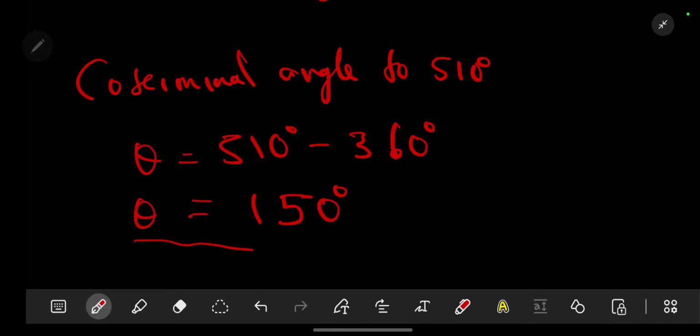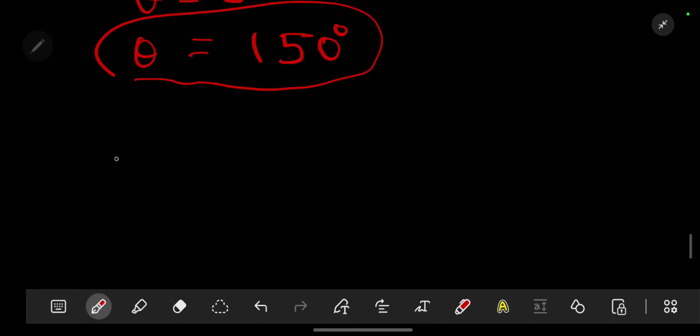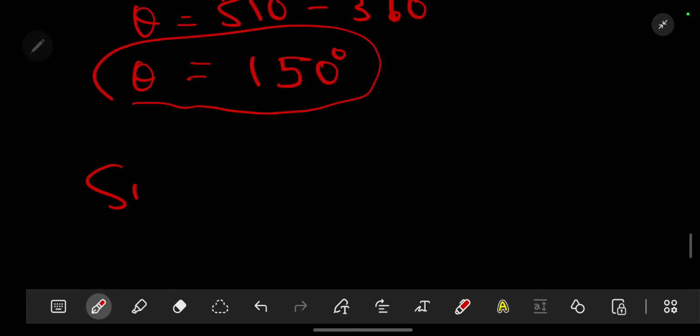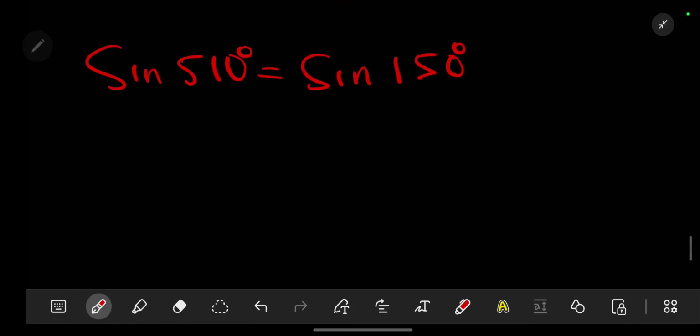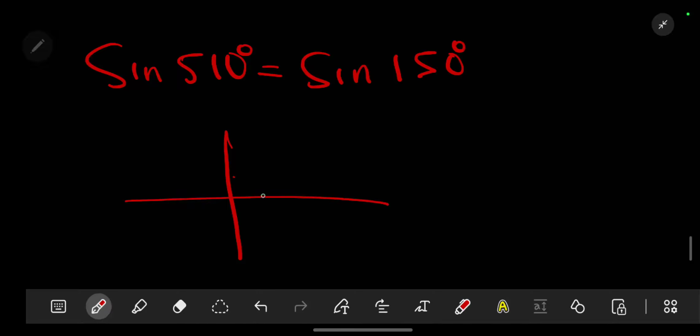So this is the simple angle we can use. That means wherever I have the sine of 510 degrees, instead of using this big angle, I can use the sine of 150 degrees, because coterminal angles will always end at the same position. For example, if you look at our 510, it will move from here to here. That's already a 360. 360 plus 90 will be equal to 450.